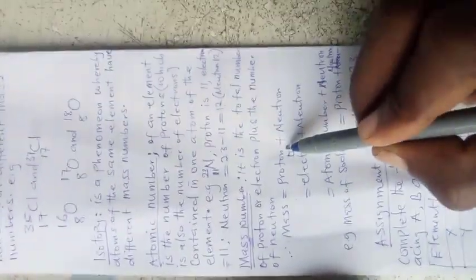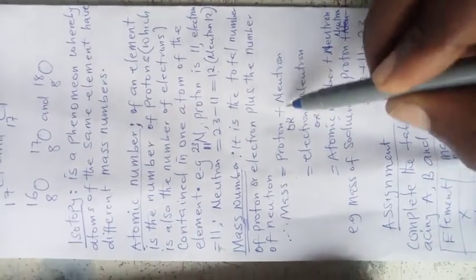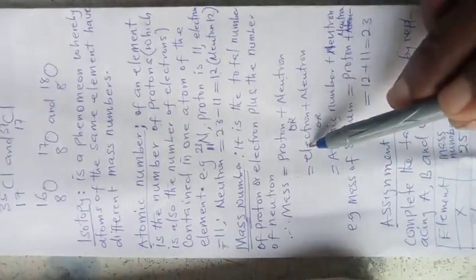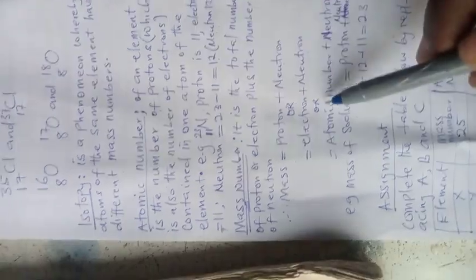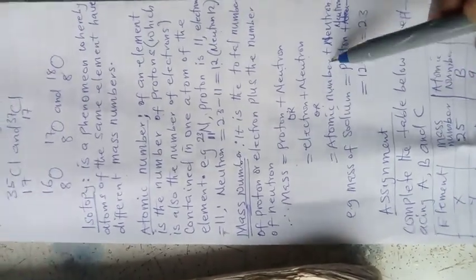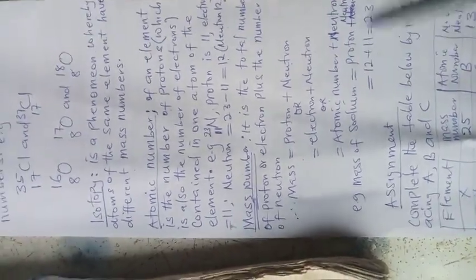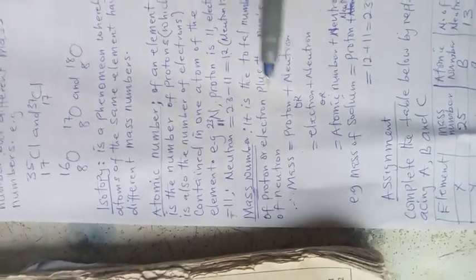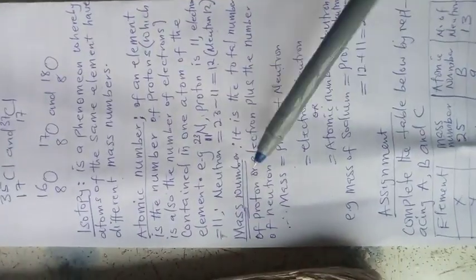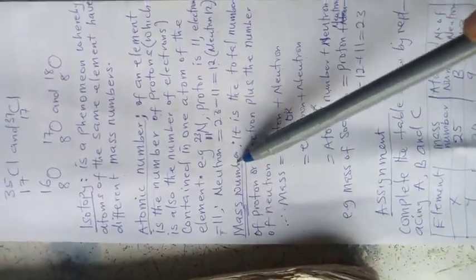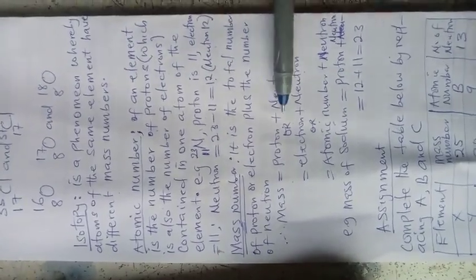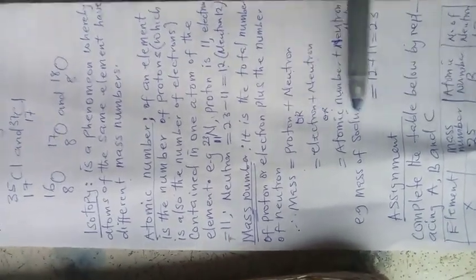Like we said before, mass number is the number of protons plus the number of neutrons, or the number of electrons plus the number of neutrons, or the atomic number plus the number of neutrons. If you watch very well, we said that atomic number is the number of protons, which is also the number of electrons. So that means if we want to check the mass number of an element, we combine either the electrons, the protons, or the atomic number with the neutrons. So this is just an example.